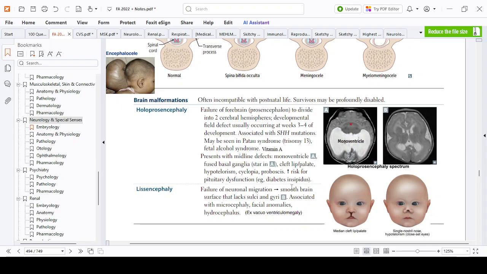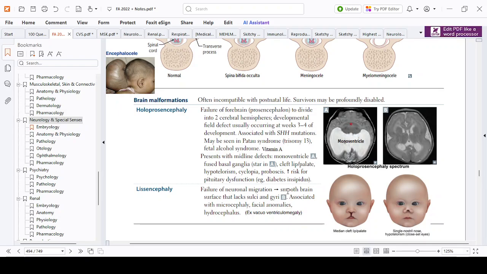One more thing, why sonic Hedgehog mutation is causing this is because of the loss of midline signaling. Okay, the midline structures cannot separate. If there is SHH mutation, there will be no midline signaling. The midline structure will not separate. So there will be a monoventricle, fused basal ganglia, all these problems. The pituitary is also midline, so it will also be affected. That's why there will be diabetes insipidus.